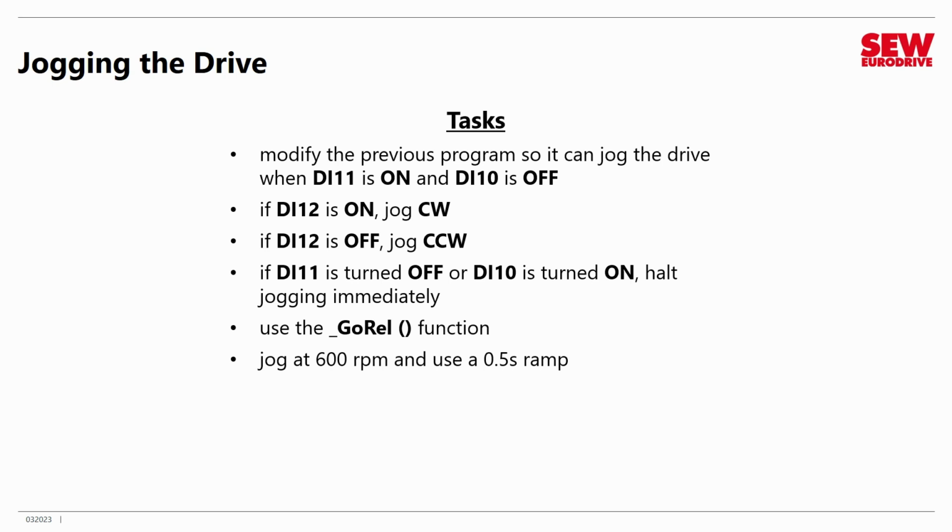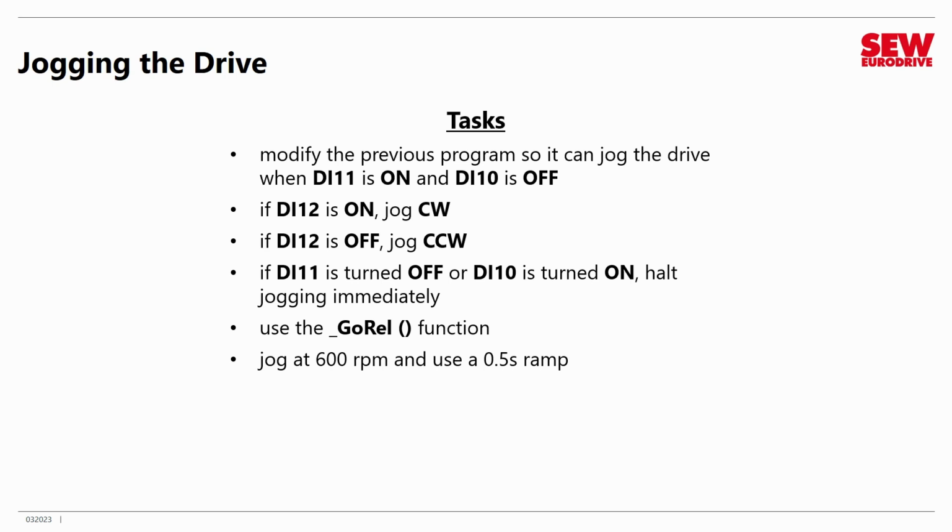All right, so you need to modify the function, of course, from a positioning function to a jogging function. We're not using DI12 in pulse mode to trigger positioning like we did before. We're using it for direction control. So if DI12 is on, jog clockwise. If DI12 is off, jog counterclockwise. And the minute you turn on DI11, it should just start jogging. So no pulsing to start it or stop it. DI11 is like an on-off switch for jogging. DI12 sets the direction. If you turn off DI11 or turn on DI10, in other words, exit jogging mode, halt jogging immediately.